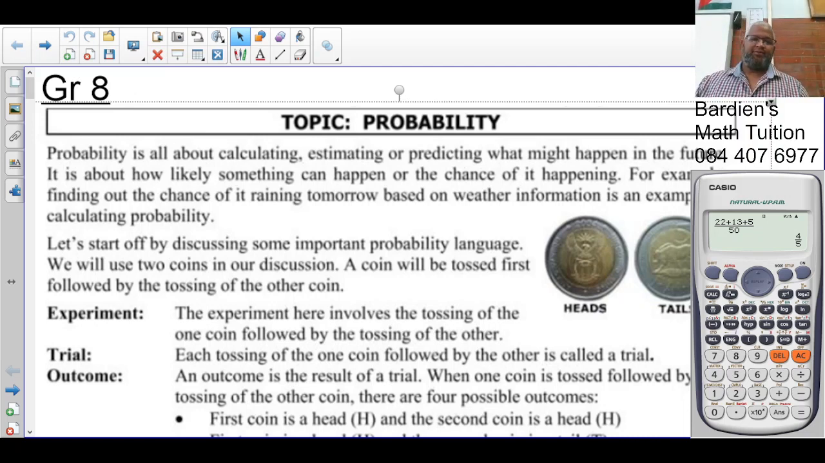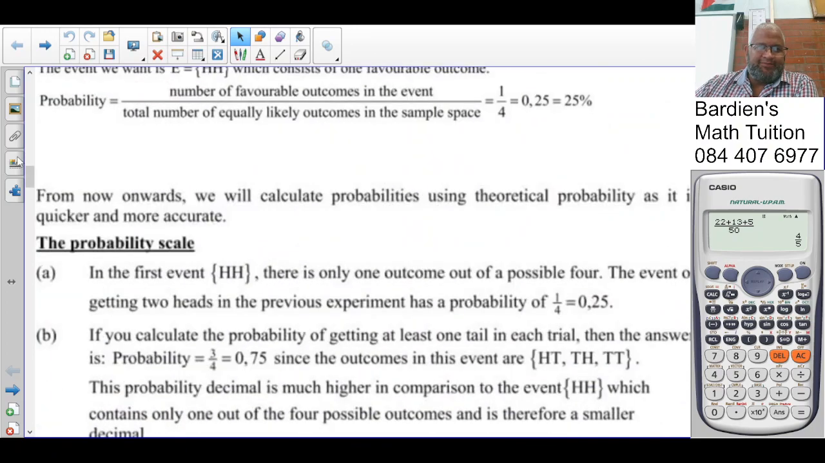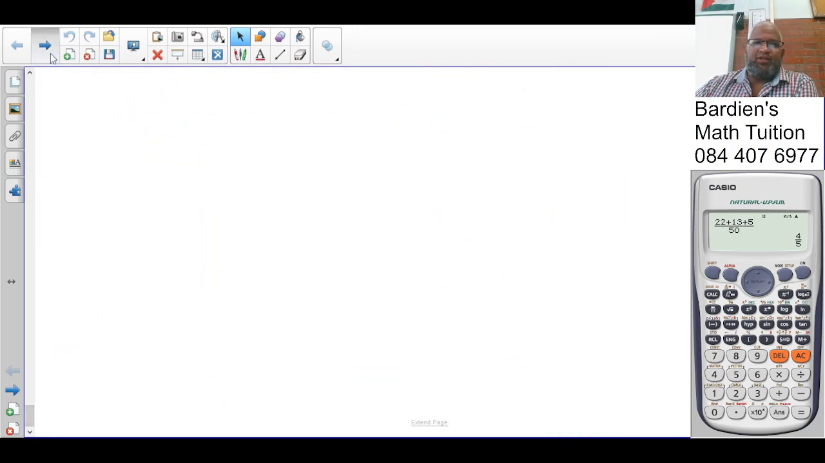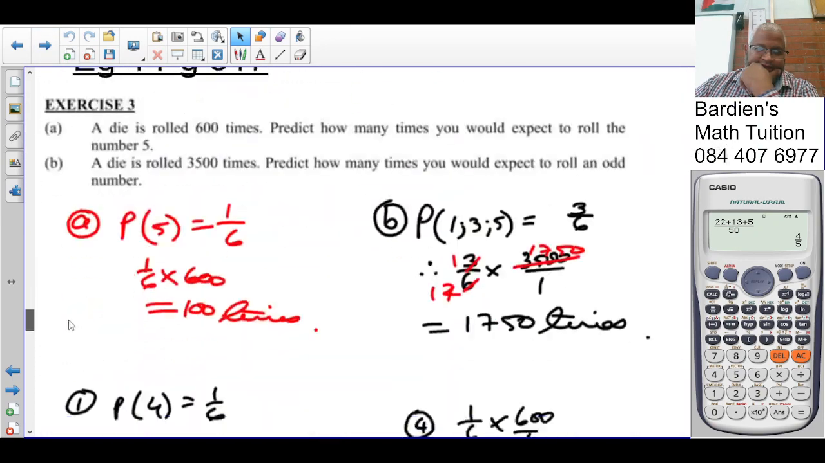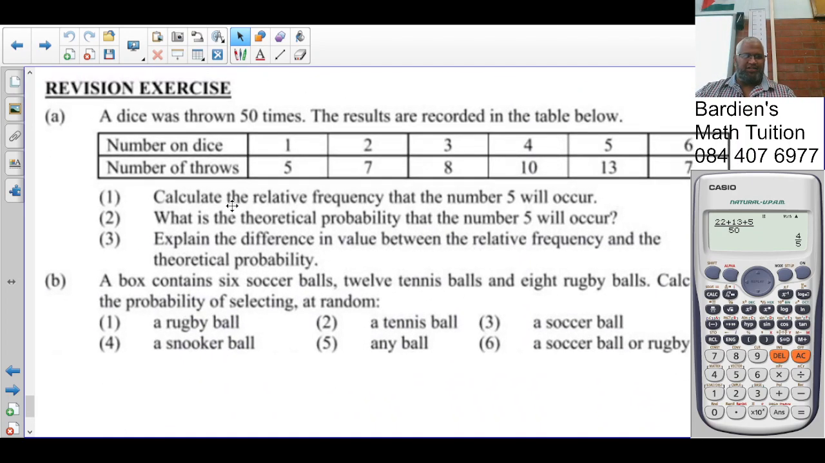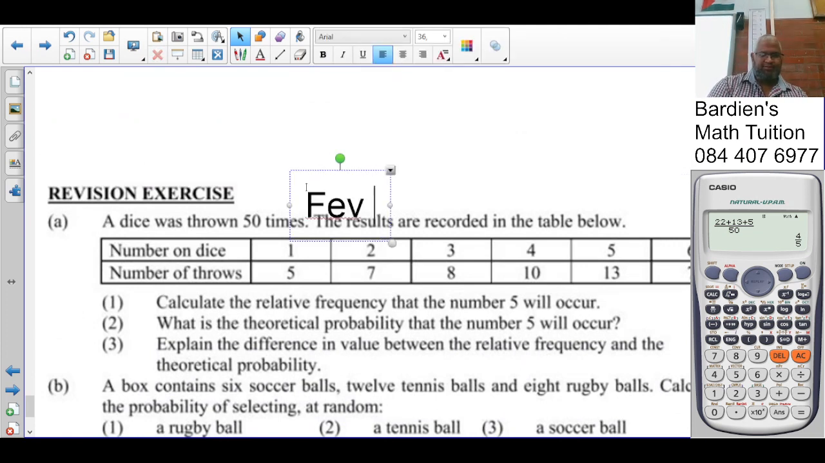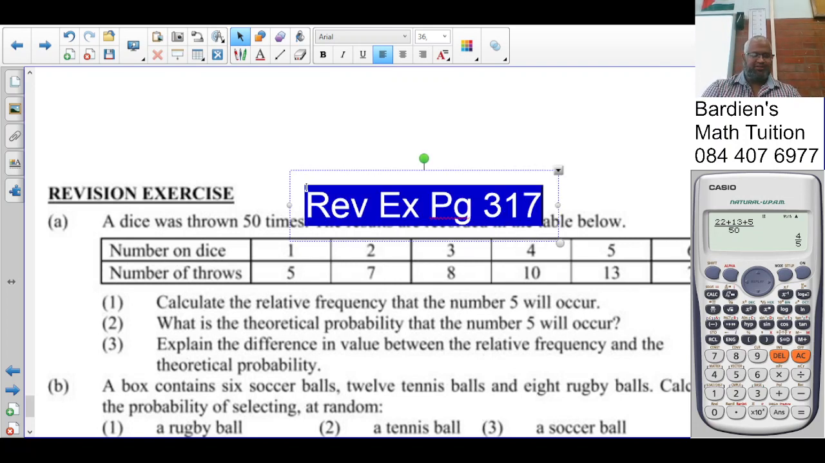Okay, good morning class. At this point we're looking at probability. In our last lesson on probability, we had to do the revision exercise, not so? Alright, so this revision exercise, on page 317.